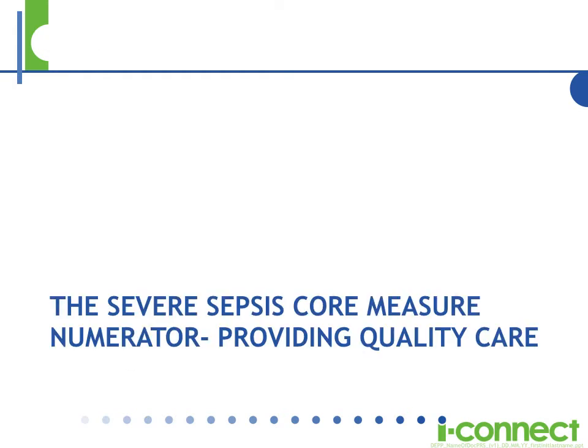Now, once we've decided that the patient will be a core measure patient, what do we need to do to make sure that that patient gets the proper care so that they can be reported as in the numerator of receiving the appropriate care?